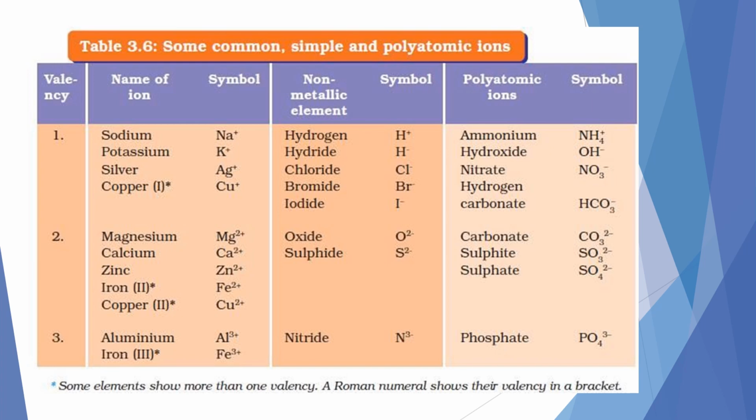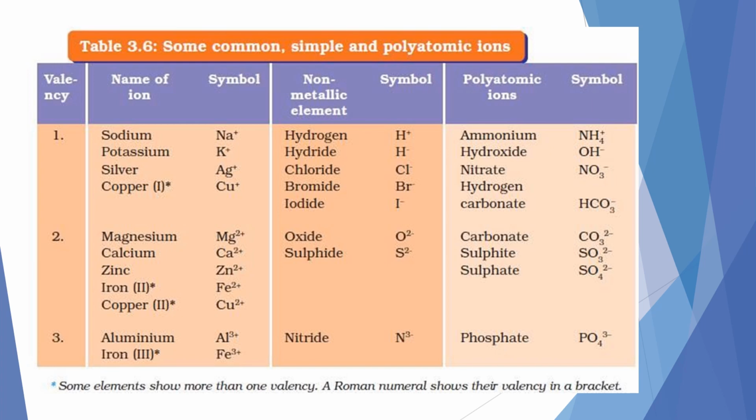And here potassium. Potassium symbol is K, and potassium ion is K plus, and its valency is also 1. Silver ion is Ag plus, 1 is the valency. And copper 1, and its valency is 1.